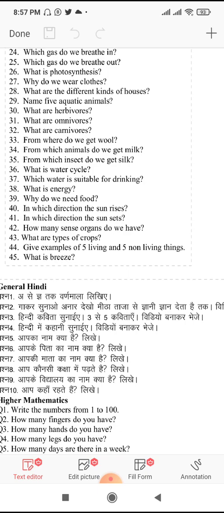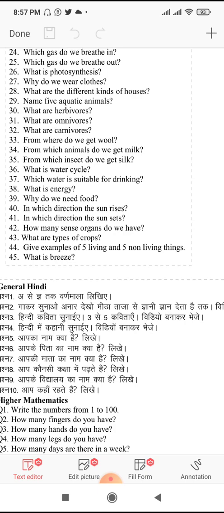What is water cycle? Water cycle का आपने diagram देखा है. Okay, the water evaporates and rises up and forms the clouds and then after condensation falls onto the ground. Okay, which water is suitable for drinking? The tap water is suitable for drinking. What is energy? Energy is the capacity to do work. Why do we need food? We need food to get energy to work and remain healthy.